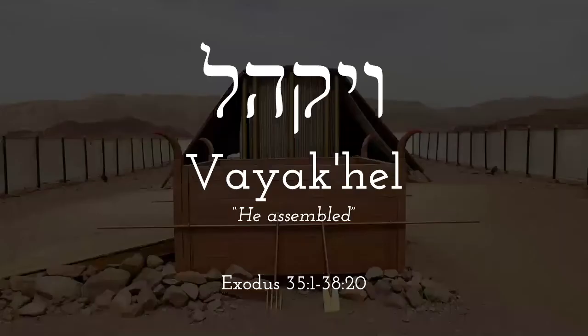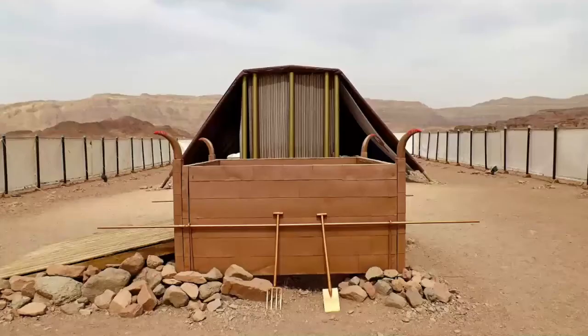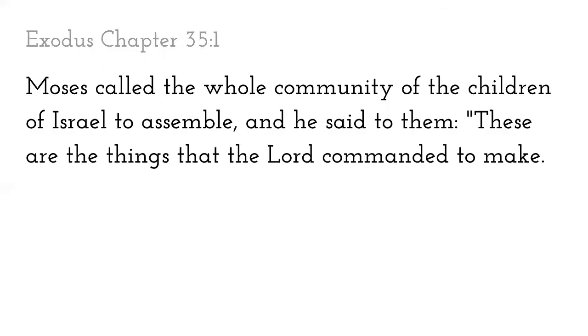This video will be going over the Torah portion, Vayakhel, he assembled, which is found in Exodus chapter 35, verse 1 to 38, verse 20. And this is a model, actually not a real picture, of the Mishkan, the tabernacle that was built. And I'll just read the English first.